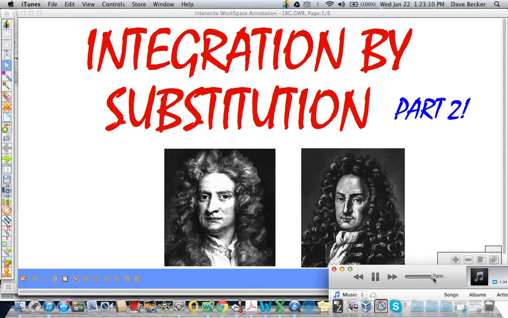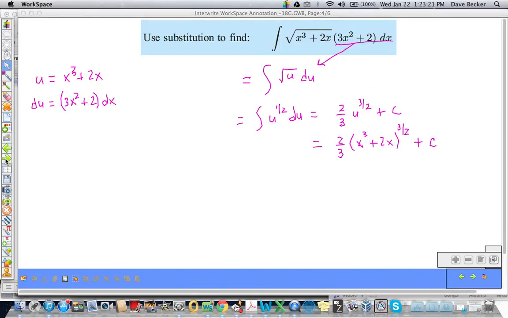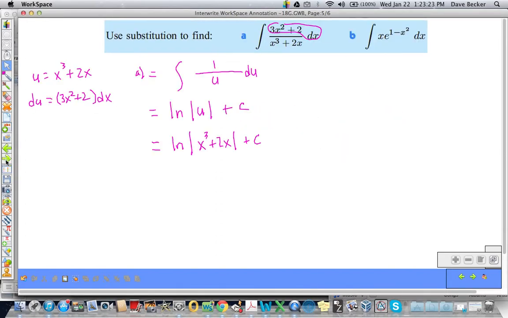Some more Minha Alma, integration by substitution part 2. Let's get right to it, shall we? I gotta scoot on through what we've already done. Look at that beautiful, beautiful work there, and let's do another one.